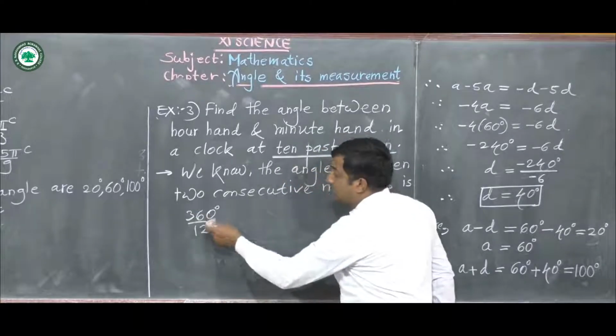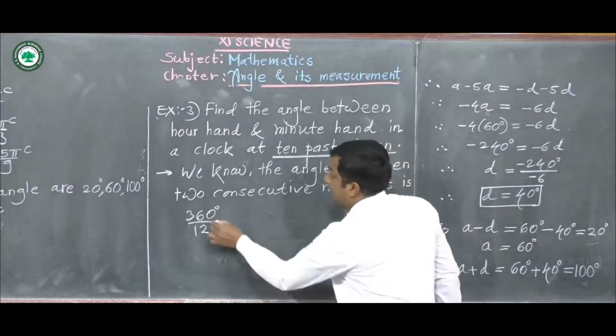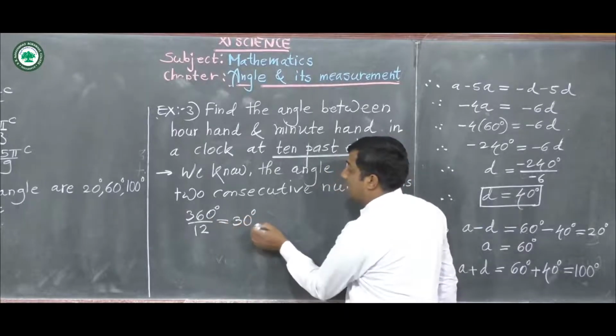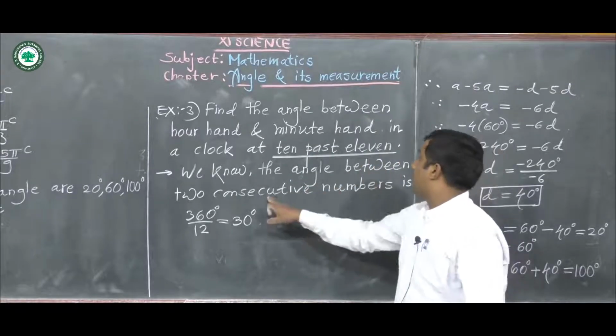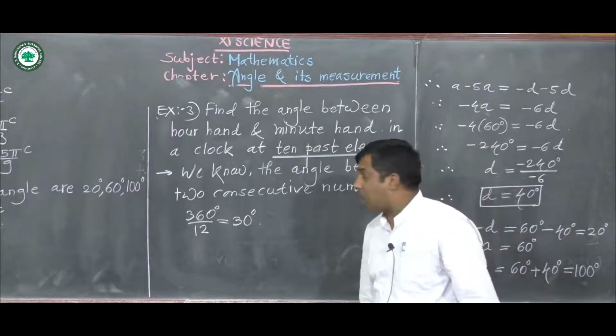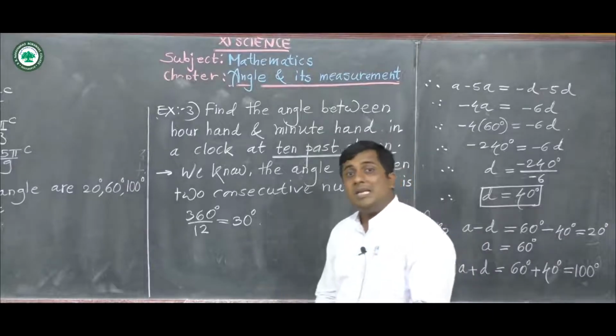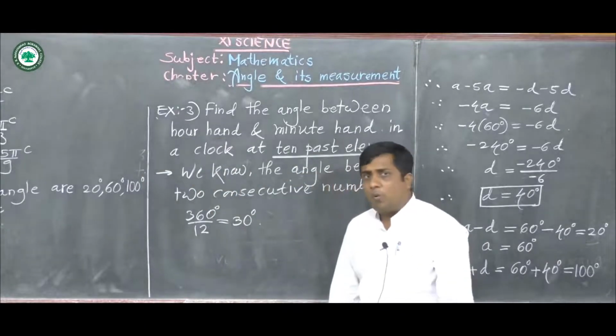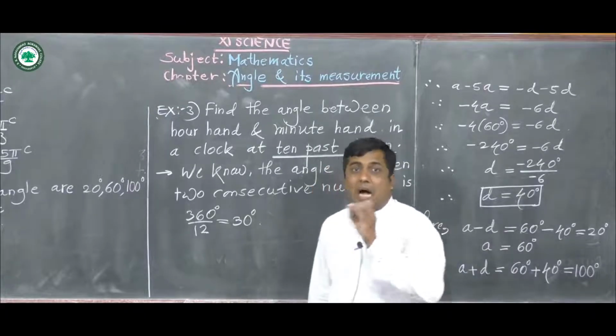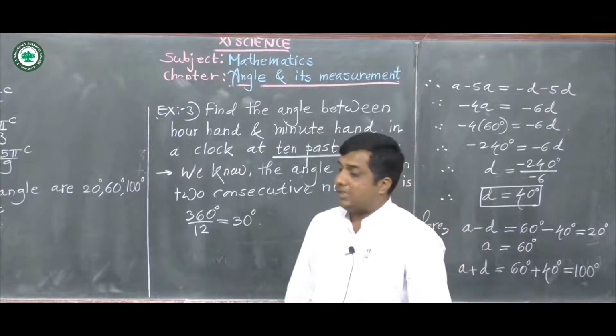So we have 360 degrees upon 12, which is equal to 30 degrees. Remember, the angle between two consecutive numbers on a clock is 30 degrees. Now we consider the minute hand and the hour hand in the given time.